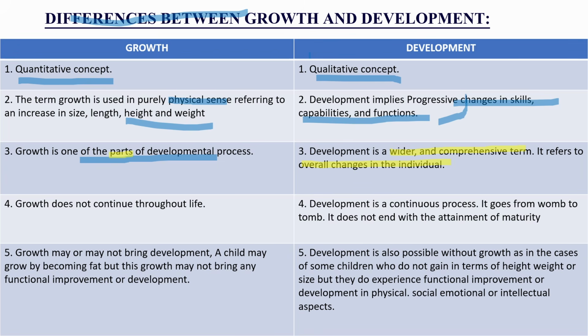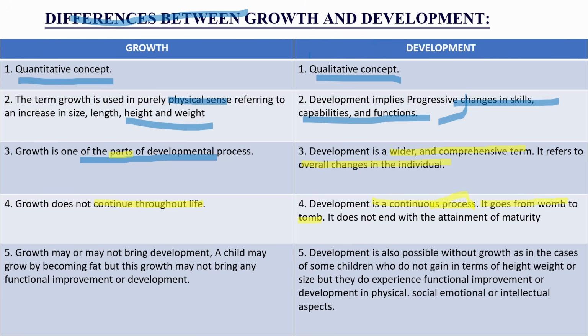Next, fourth, growth does not continue throughout life. Okay, it stops at some age. It does not continue throughout the life, so it stops after a certain age or certain stage. But development is a continuous process that starts from the womb and continues throughout the life. So it goes from womb to tomb, till the end of the life. It does not end with the attainment of maturity, but it is a continuous process.